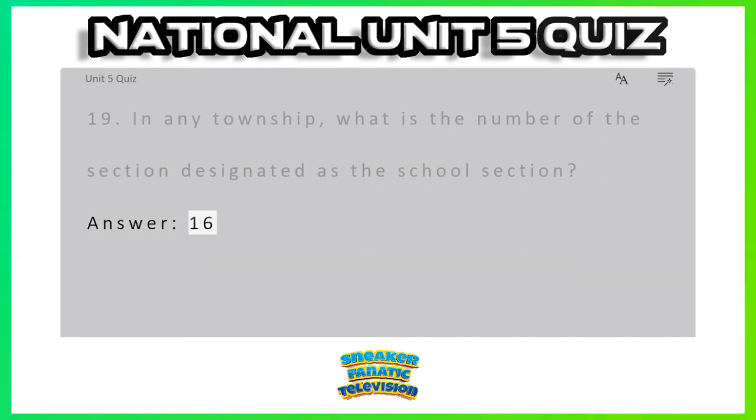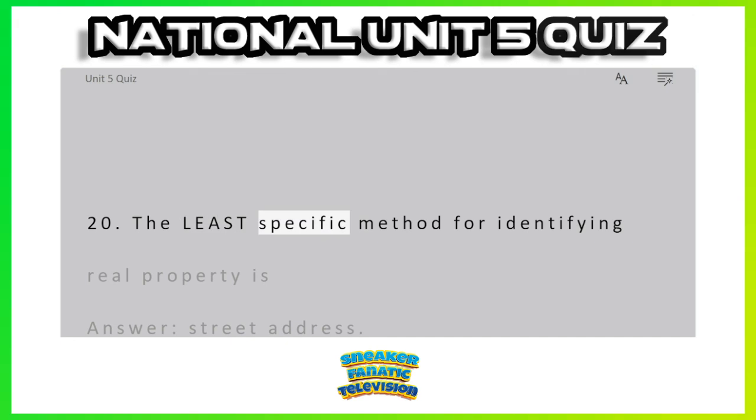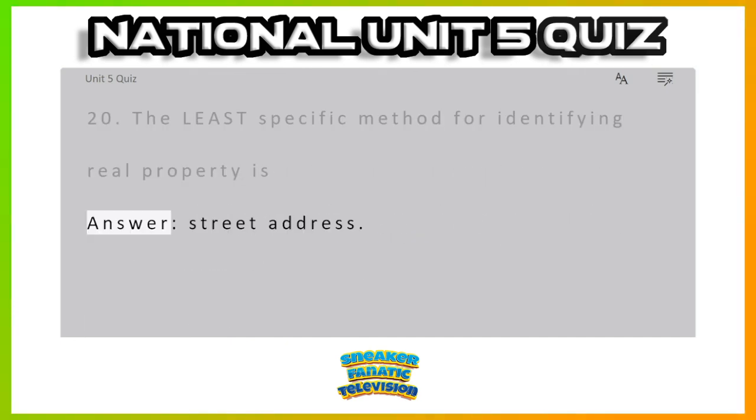Answer, 16. 20. The least specific method for identifying real property is? Answer, street address.